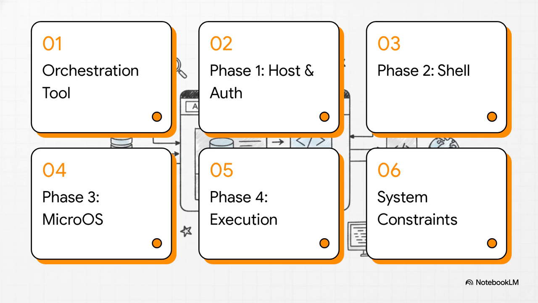1, the orchestration tool. 2, phase 1, host and auth. 3, phase 2, the isomorphic shell. 4, phase 3, microOS and monorepo. 5, phase 4, execution and LSP. And finally, 6, the system constraints that hold this whole thing together.